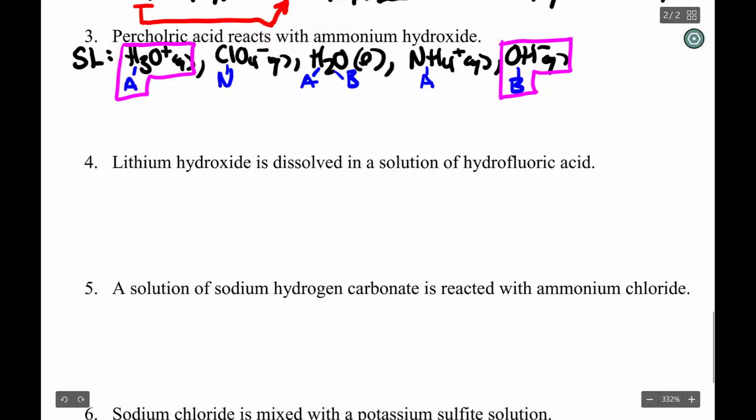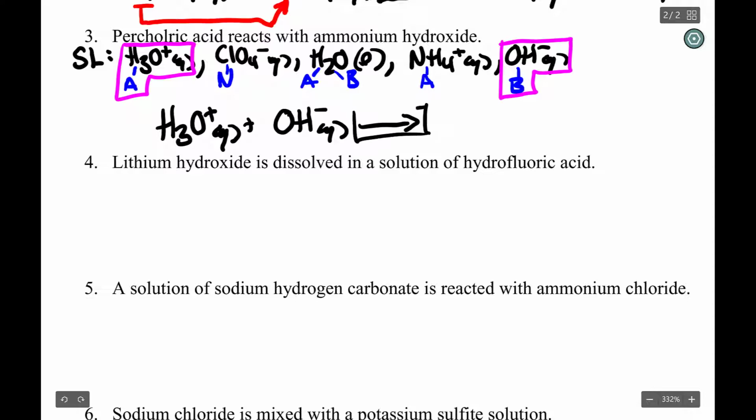So we're going to react those two. This would be a 100% quantitative forward reaction. So this would have a single arrow going forward. And then I can say that it makes two waters, or I can write H2O plus H2O.